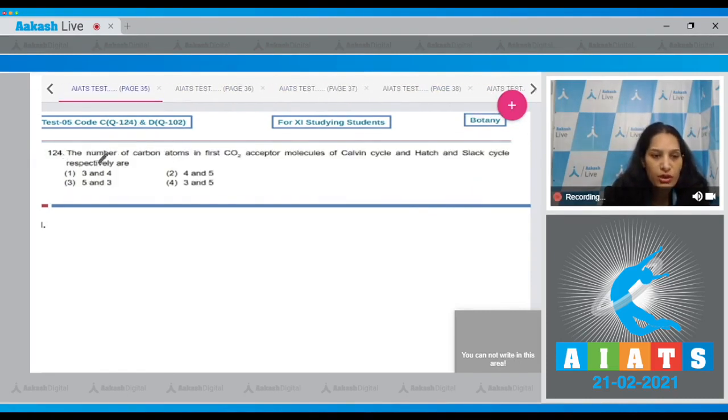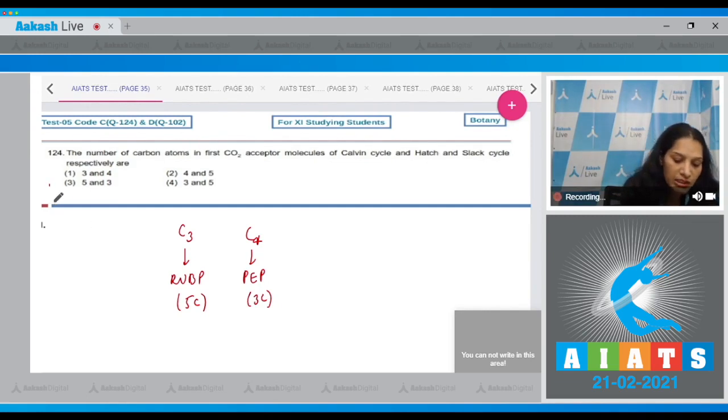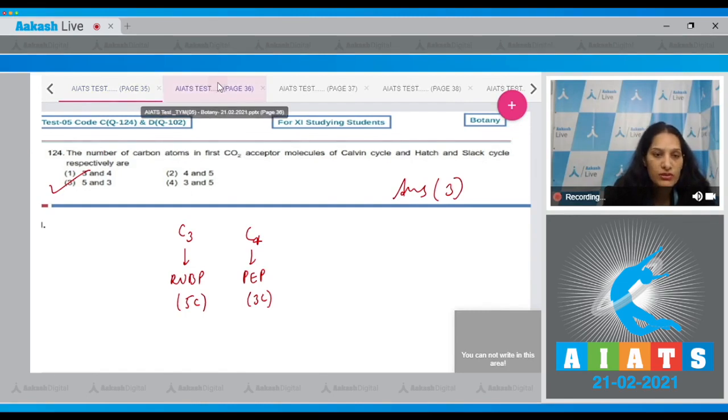Question number 124. The number of carbon atoms in first CO2 acceptor molecules of Calvin cycle and Hatch-Slack cycle respectively are. In case of Calvin cycle, which is the C3 cycle, the primary acceptor is RuBP, which is a 5-carbon compound, whereas in Hatch-Slack cycle, which is the C4 cycle, the primary acceptor is phosphoenol pyruvate, which is a 3-carbon compound. So it should be 5 and 3. So the correct option for the given question is option number 3. Let's move to the next question.